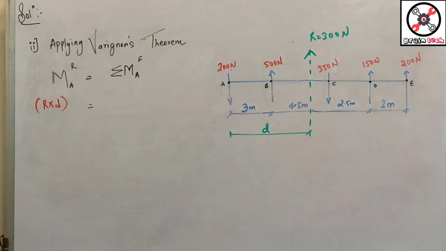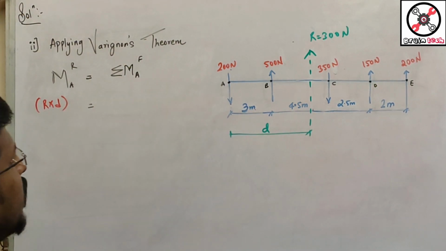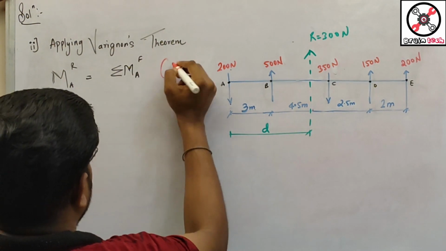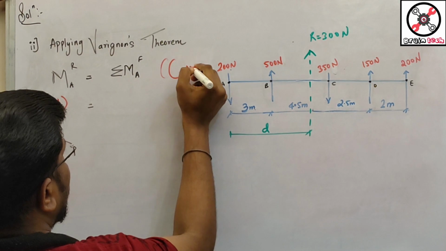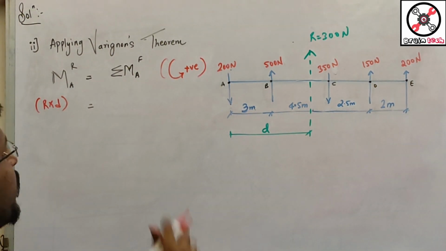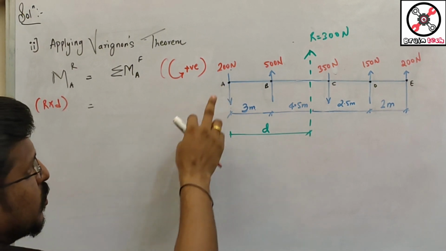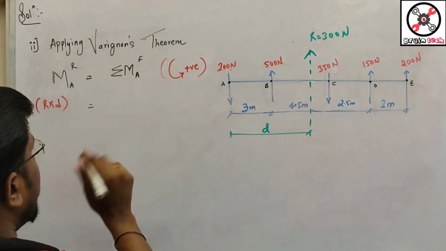Moment means force into perpendicular distance, which is the summation of moments about A with the remaining forces. I am taking A as my reference, and I'll state my sign convention before we start ahead: anything that goes anti-clockwise will be taken as positive. So now we'll go ahead. For the first force, the perpendicular distance is 0, so 200 into 0. So for A it is 0.